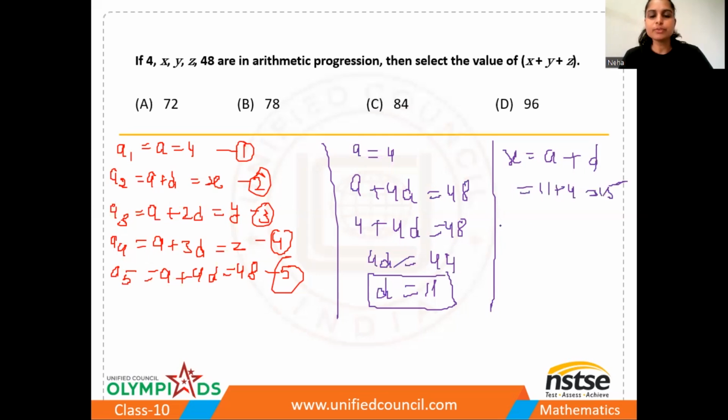Similarly, the value of y is, now I can see this is 15 plus 11, right? It is 26. And the value of z is 26 plus again 11. So this is 26 plus 11 is 37. Alright, so these are the values of x and y and z. Now I have to add these all values together. So 15 plus 26 plus 37 is equal to 78. 78, that means option B is your right answer.